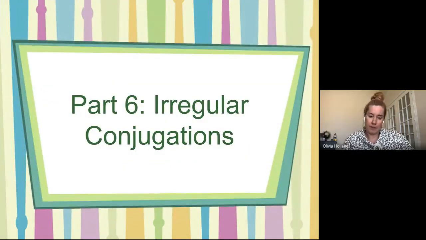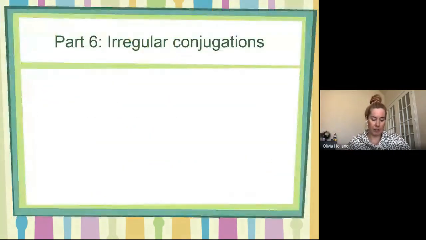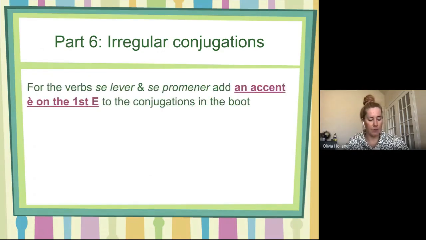All right, a few more parts. So first you have some irregular conjugations. So I'm just going to show you these. You need to write them down, but again, you will probably have to pause to make sure you get it all. The first ones are the verbs se lever and se promener. These are only irregular because you have to add an accent grave, which is over the E going down, to the conjugations in the boot. This is on the first E, not the ending E.